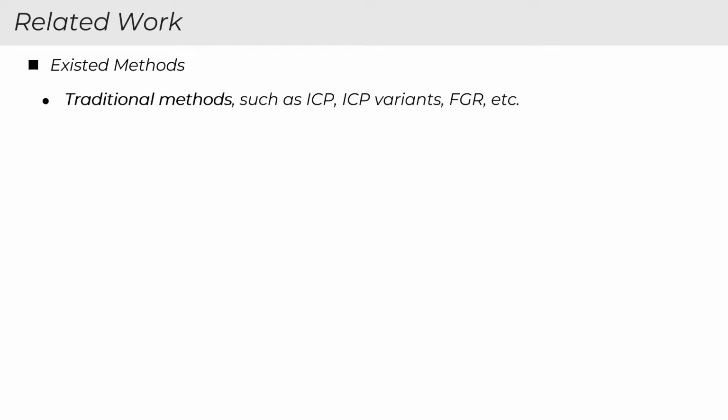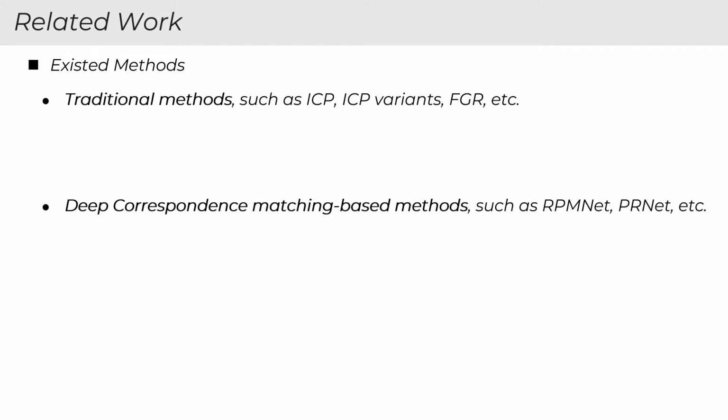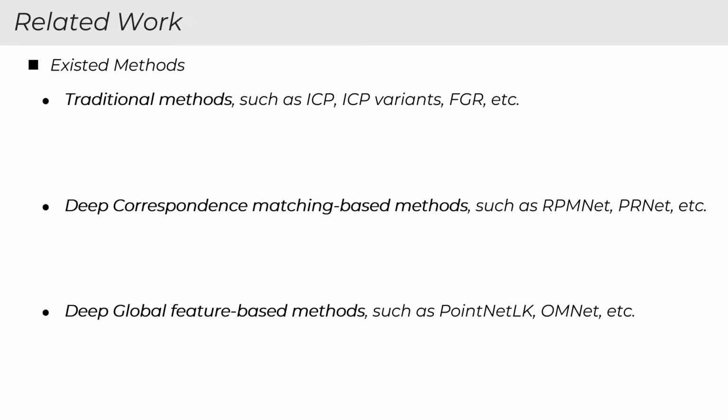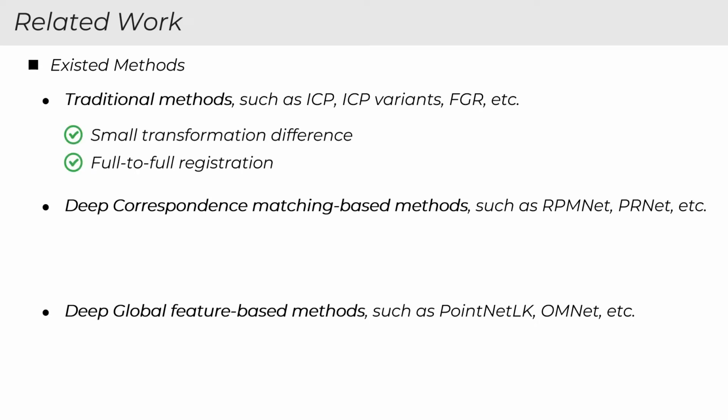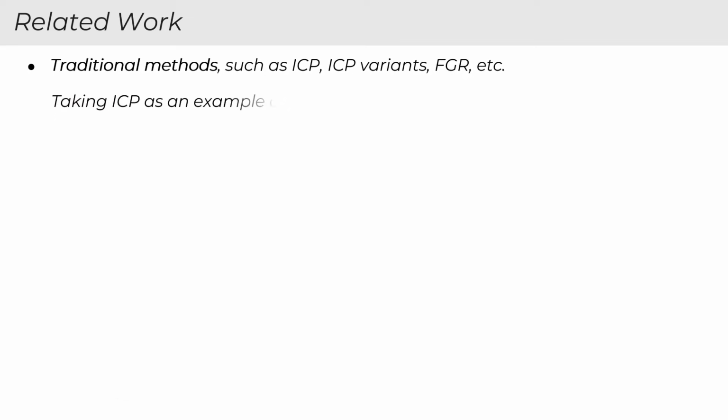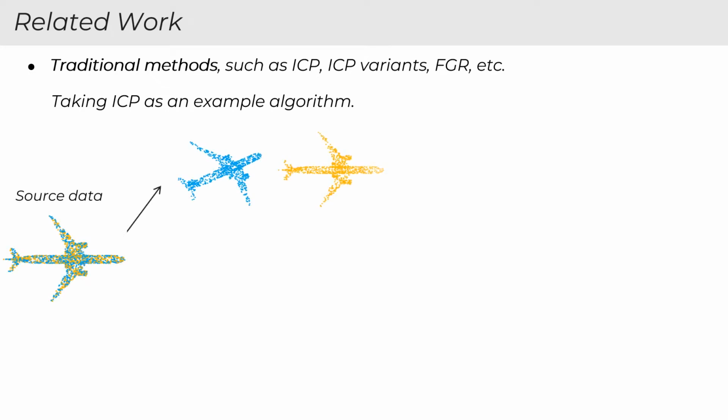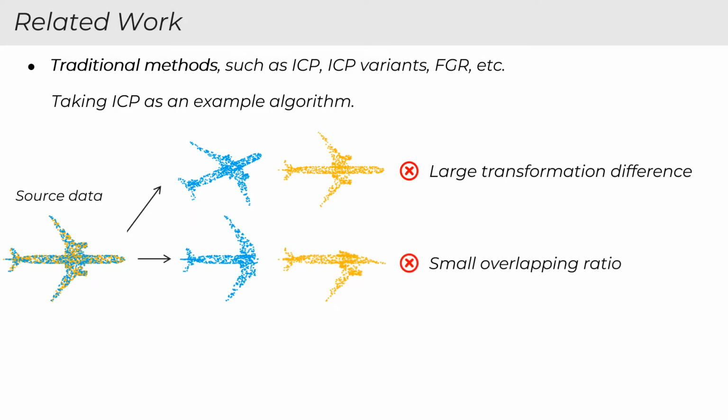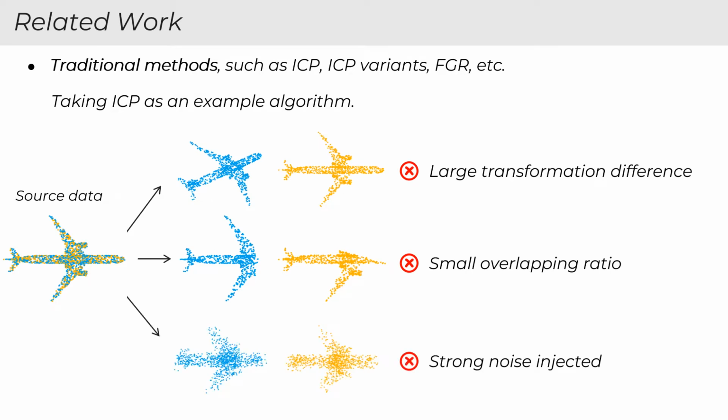Existing methods can be divided into three categories: traditional methods, deep correspondence matching based, and deep global feature-based methods. Traditional methods can handle inputs with a small transformation difference and the same shape, while they have three main problems. Taking ICP as an example, first, if the transformation difference between the inputs becomes slightly large, ICP will be easily trapped in local minima due to the non-convexity. Moreover, the potential partiality of the inputs and the practically existing noise may lead to poor registration precision.